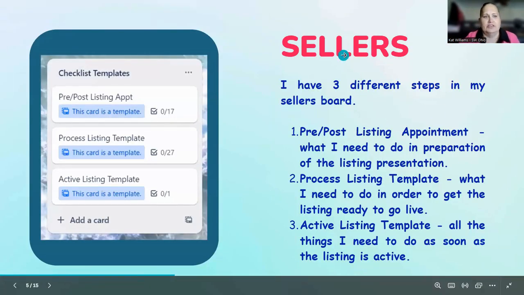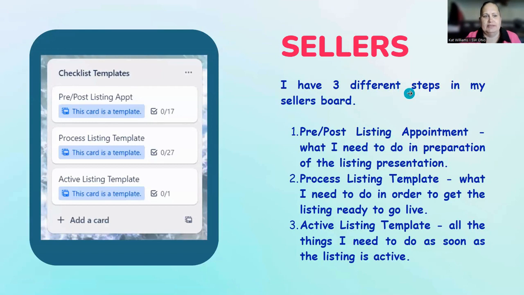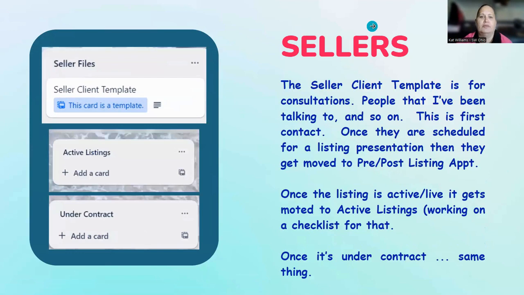So in my sellers, I have 3 different steps in my sellers board. I have several different cards in my board, but as far as like checklists and so forth, I have 3 different ones. We have pre and post listing appointment, process listing template, and then active listing template. And we will take a look at those. Then under my sellers, I have a seller client template. Then I have active listings and under contract.